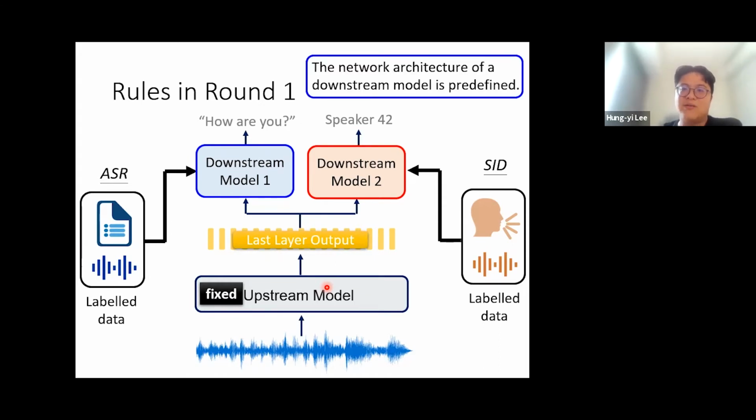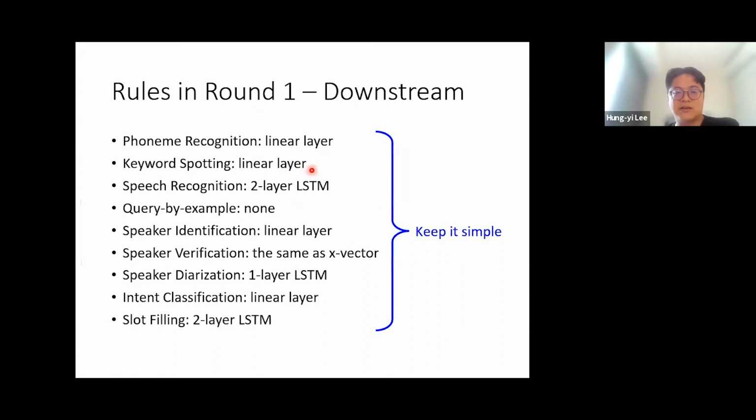And we try to keep the network architecture of the downstream model as simple as possible. And this is the model architecture we use in the downstream model. You can find that in several different downstream tasks, we can simply deal with it by a linear model. Even though there are some very sophisticated tasks, for example, speech recognition is pretty sophisticated. Usually you need, for example, more than 10 layers of network to deal with it. But here we only use a 2-layer LSTM. And for slot filling, the model not only has to do speech recognition, but it also has to do understanding at the same time. But we only use a 2-layer LSTM as the downstream model. We try to keep the downstream model as simple as possible.